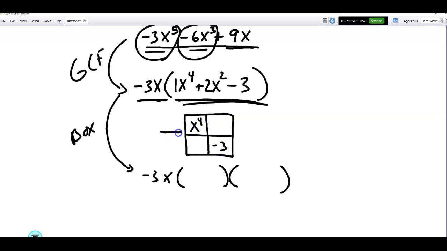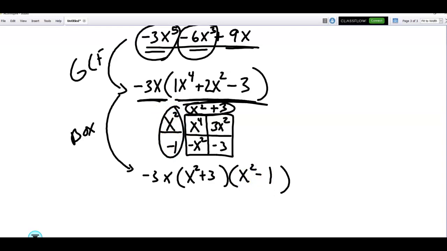So what times what makes x to the 4th? Well, remember, you have to split it up evenly. There's only one way that can happen. They both have to be x squared. What makes negative 3? Well, we know one of them has to be 3 and one of them has to be 1, and one of those numbers has to be negative, and it's anybody's guess, but I'm going to go ahead and make the 3 a positive and the 1 a negative. And then we'll go ahead and fill in the rest of the box and see if it works. Do these add up to make the middle number? They sure do. So I have x squared plus 3, and x squared minus 1.